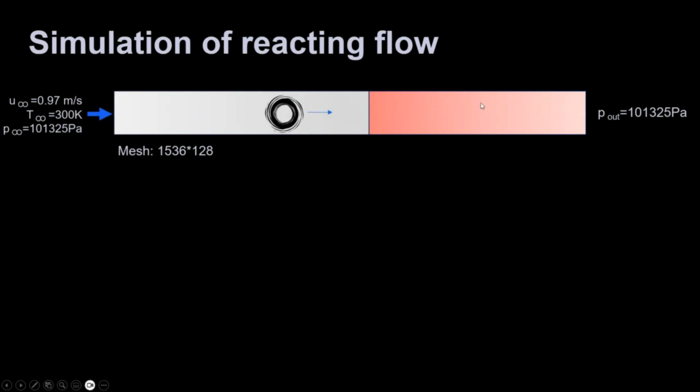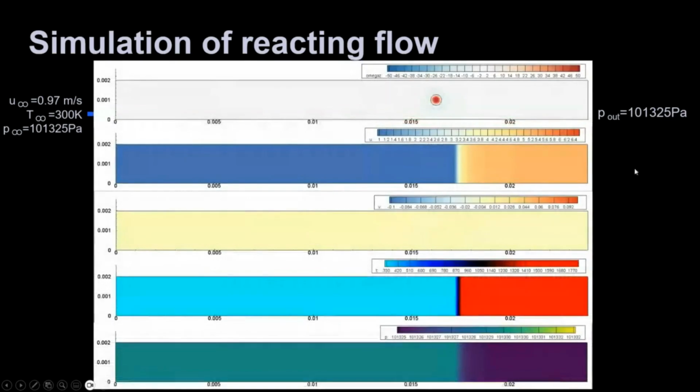So we have a 2D burner, similar to the 1D case, but we add a bit of vertical flow to see how the flame responds to the fluctuations of vertical motions. So this is the case we get.